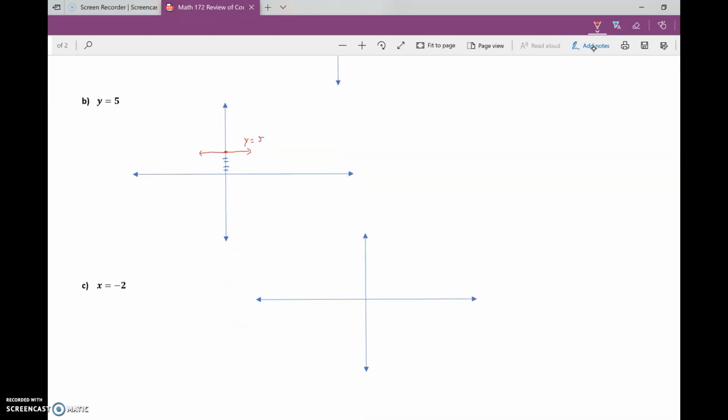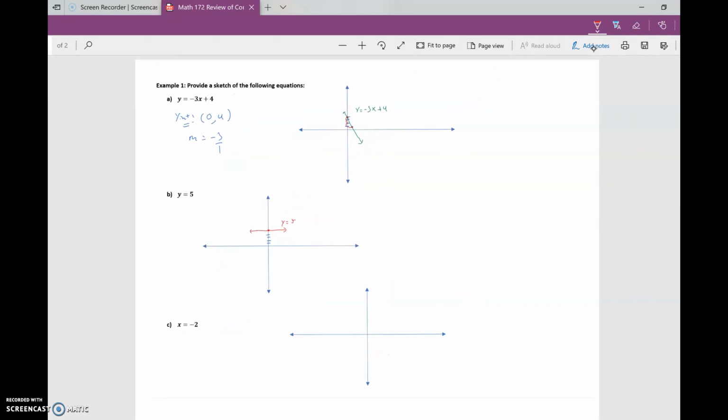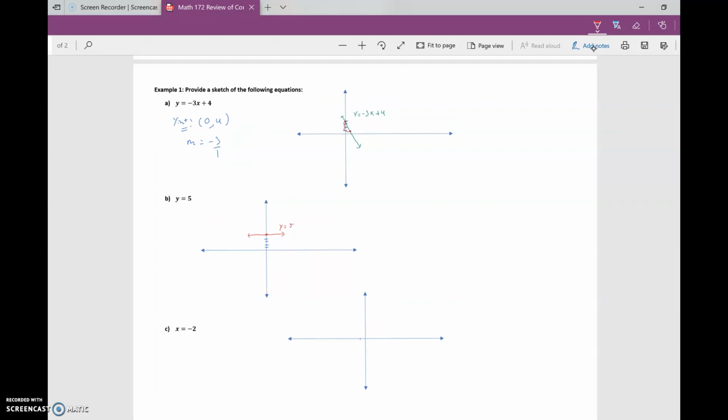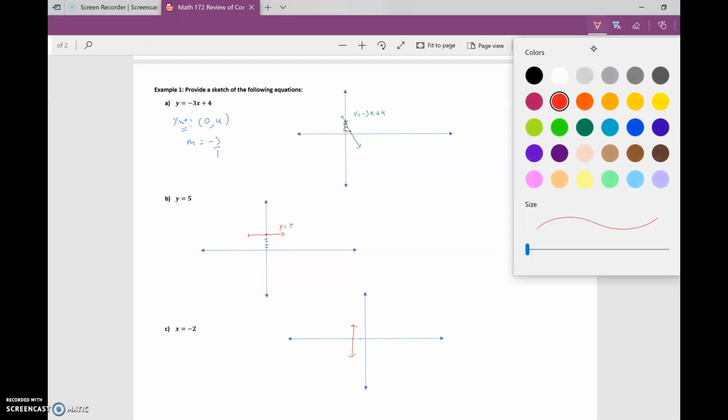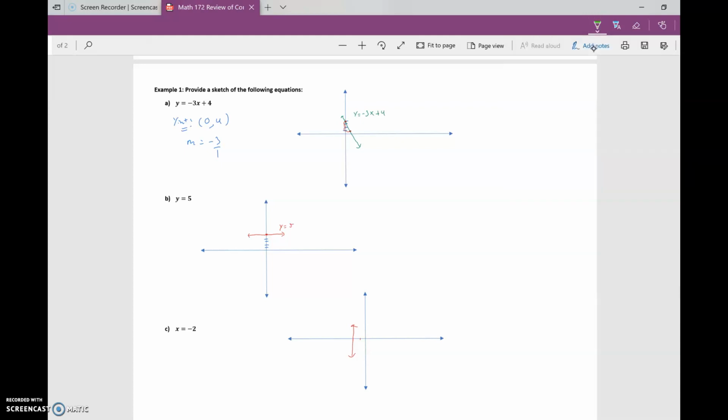Next one, and last of this example, is x is equal to negative 2. So negative 1, negative 2. This is going to be a vertical line. And that's actually it. They're not asking, but this may show up on some of the problems. The slope of the first one is negative 3. The slope of the second one is 0. And the slope of the third one is actually undefined.